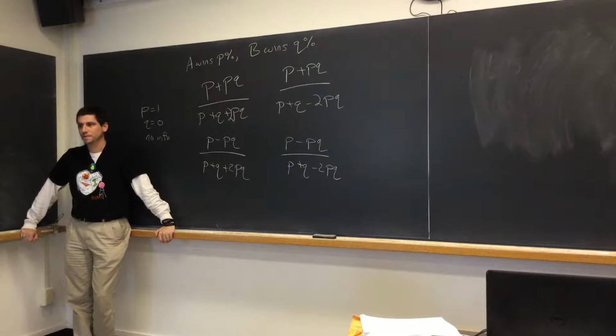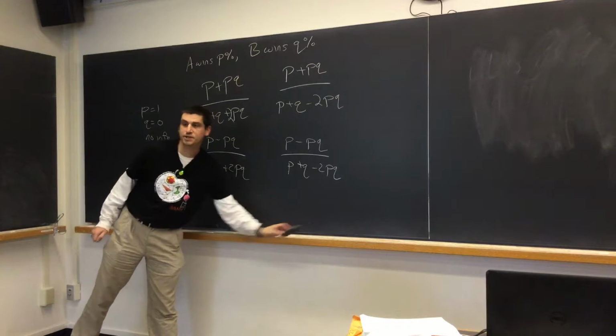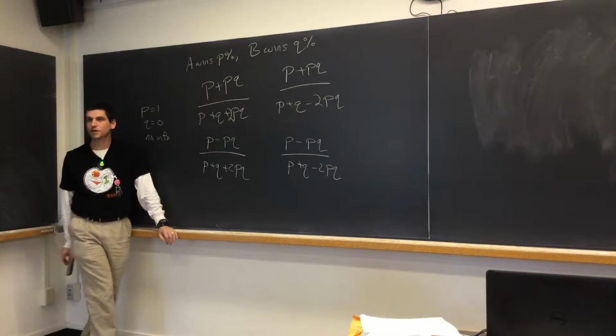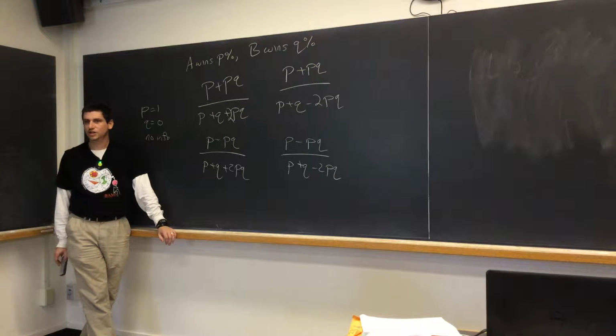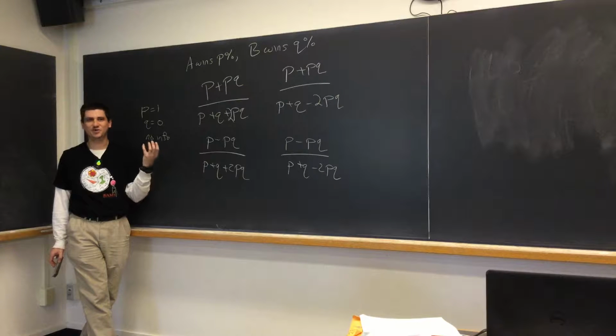Yes? Maybe try P is 1, but Q isn't 0? Okay, so we could try P is 1 and Q is not 0. Or 1, because two invincible teams playing each other would be kind of weird. Well, if we have two invincible teams playing each other, it would be fascinating as to what you think should happen.